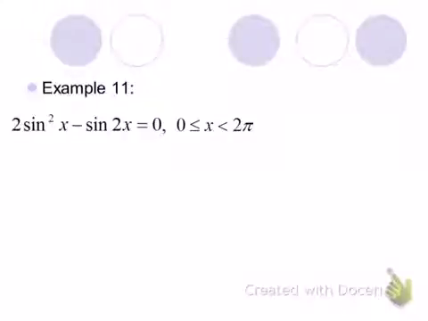So here's another example. 2 sine squared x minus sine of 2x equals 0. 2 sine squared of x minus the sine of 2x equals 0.